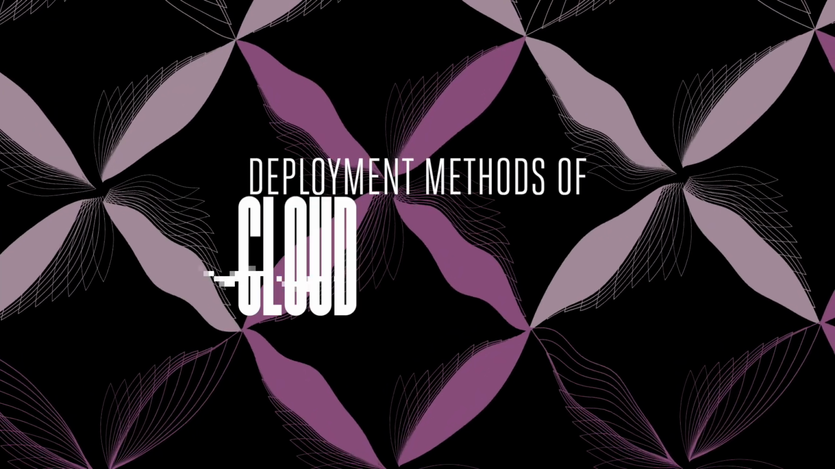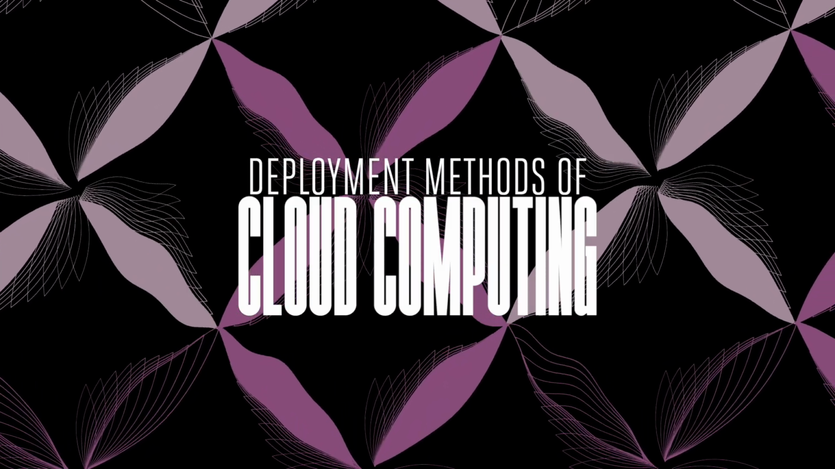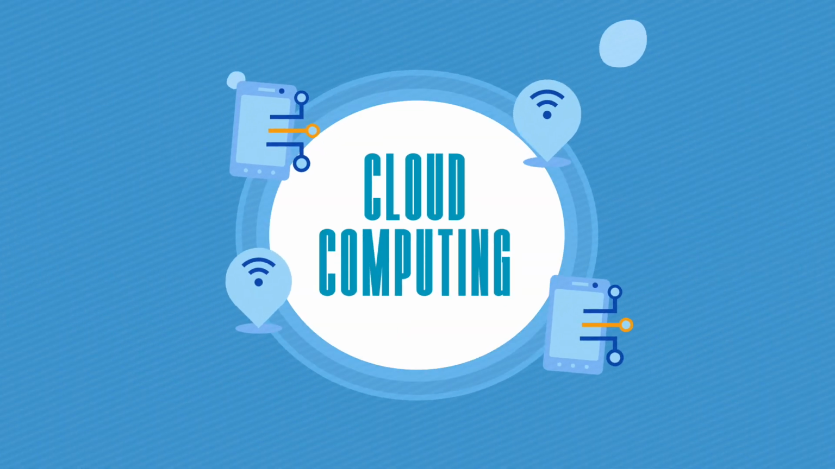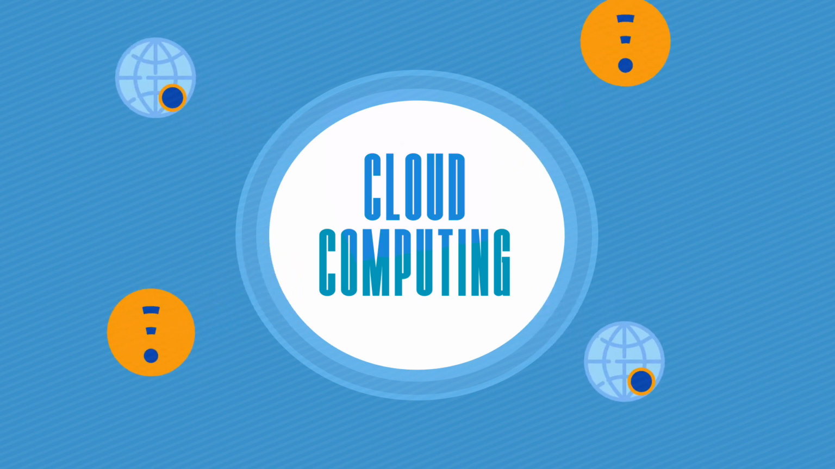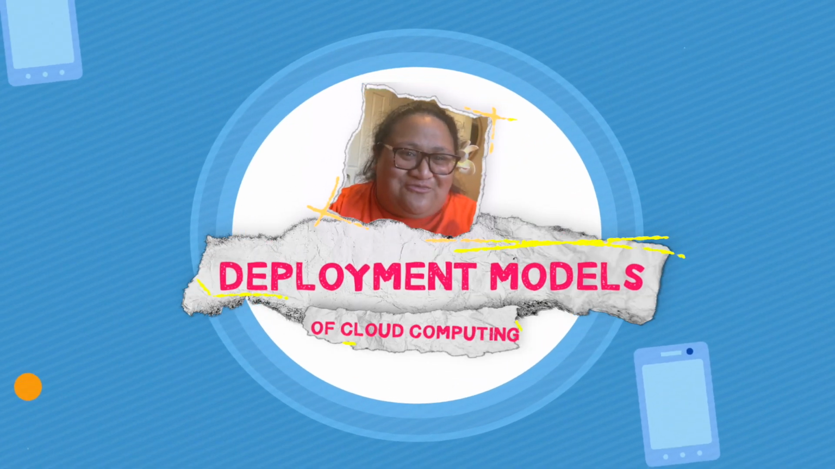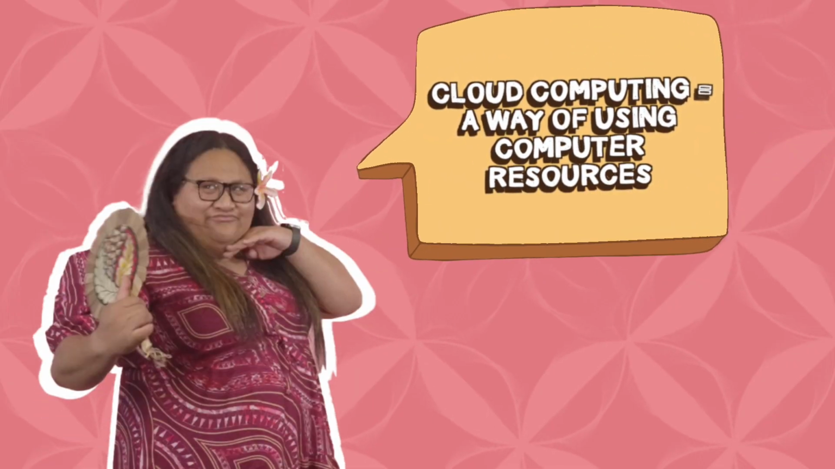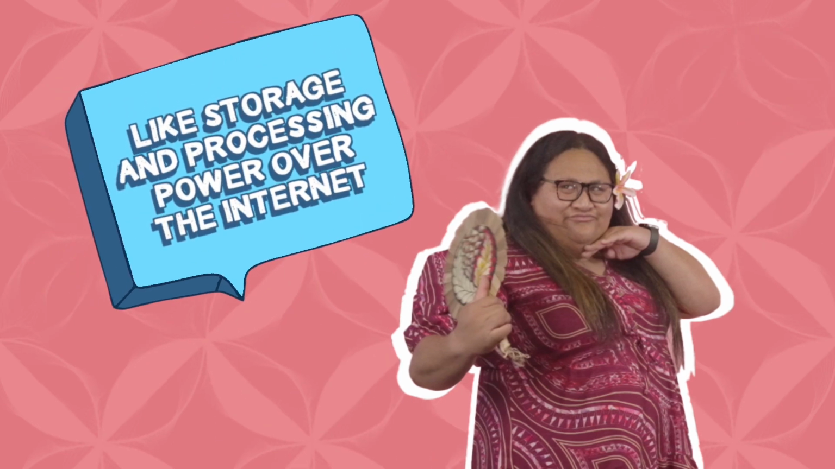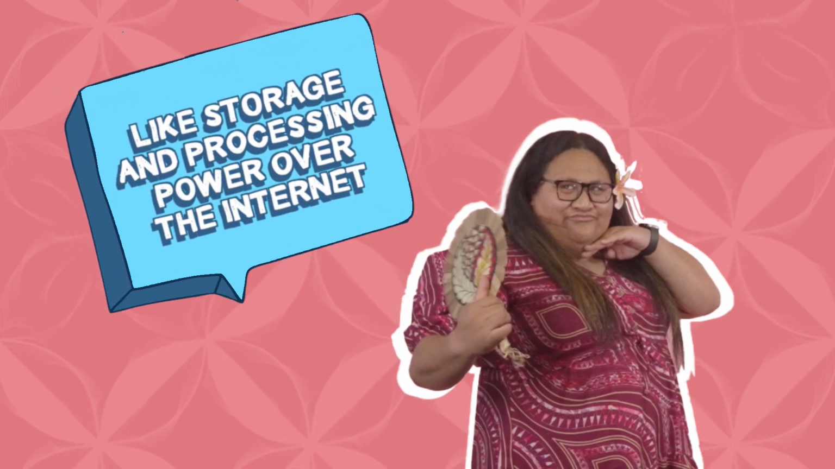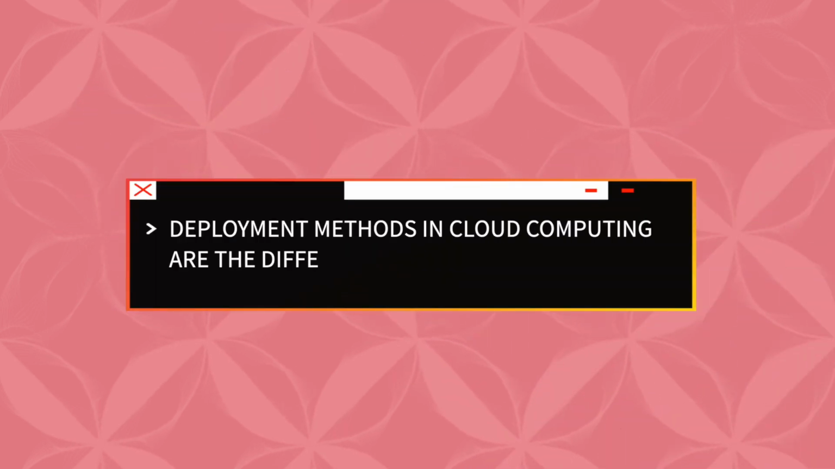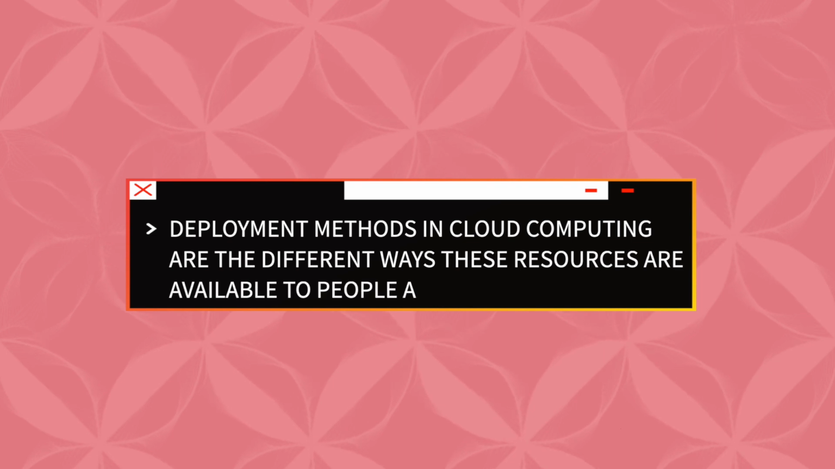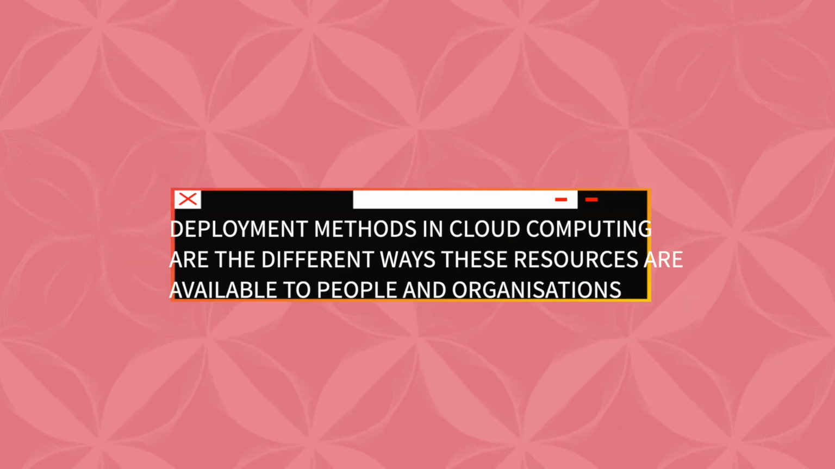Today's episode we'll be talking about deployment methods of cloud computing. If you're now wanting to start delving a bit deeper into the technical side of cloud computing, one of the concepts that you'll need to understand is deployment models of cloud computing. Think of cloud computing as a way of using computer resources like storage and processing power over the internet instead of just relying on your own computer. Deployment methods in cloud computing are different ways of making these resources available to people and also organizations.